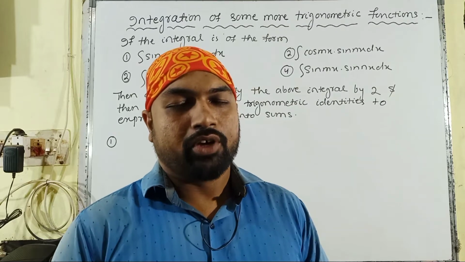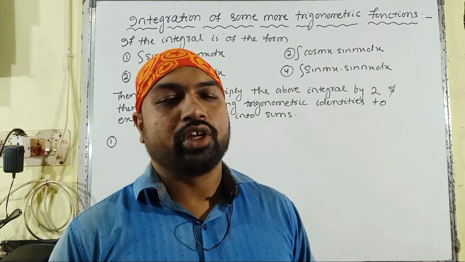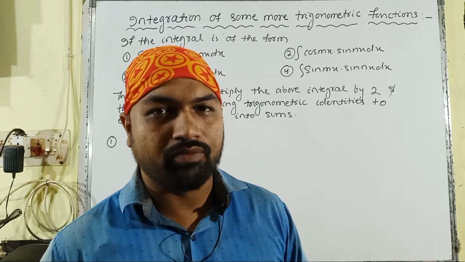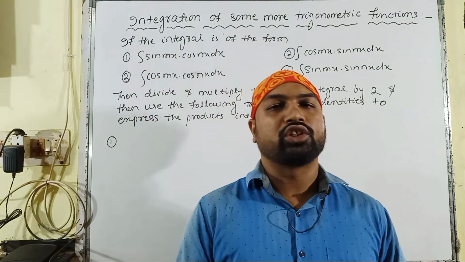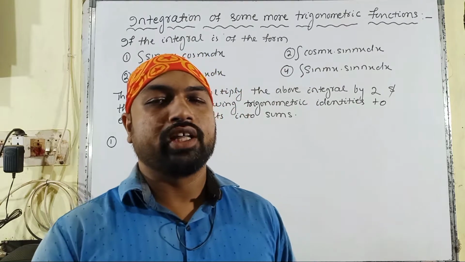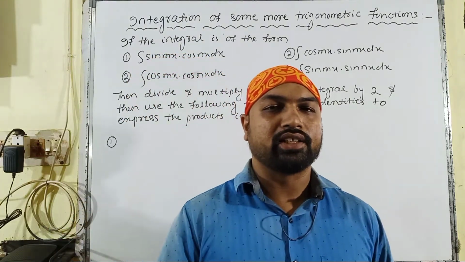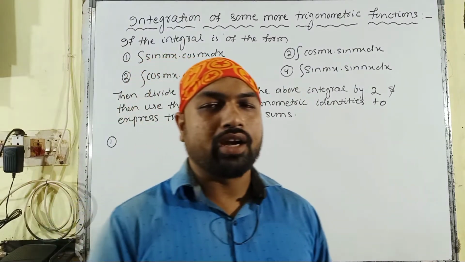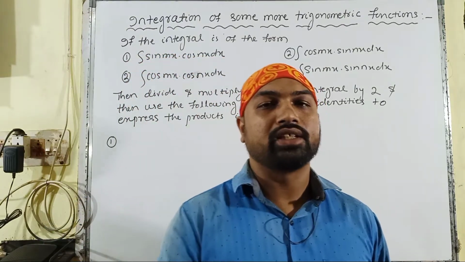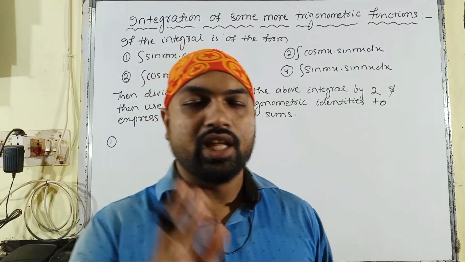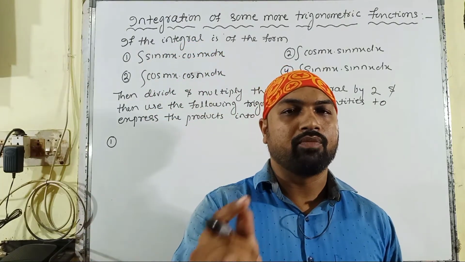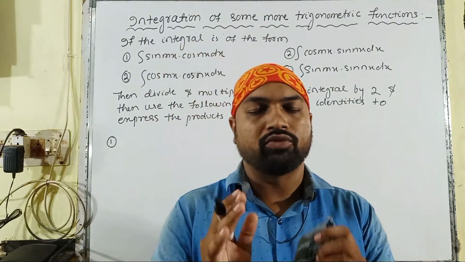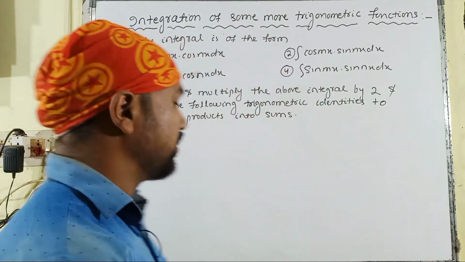In this current video session, we are going to discuss the integration of some more trigonometric functions. If the integral is of the form integral of sin mx cos nx dx, or integral of cos mx sin nx dx, or integral of cos mx cos nx dx, or at last integral of sin mx sin nx dx, then first of all we have to divide and multiply that given integral by 2, and then use some appropriate trigonometric identities.